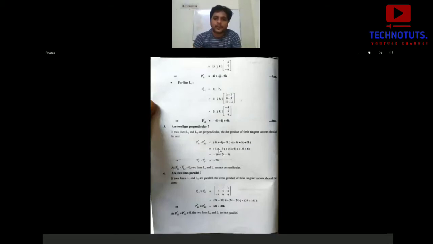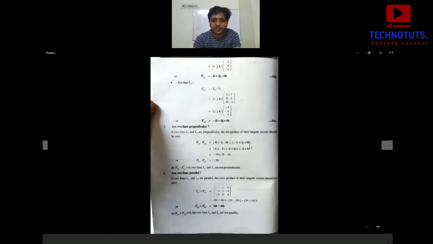So let us find out the dot product of the tangent vectors for line number 1 and for line number 2. So P dash for line number 1 dot P dash for line L2, that means 4i plus 4j minus 6k dot minus 4i plus 6j plus 6k. Okay. In this case, multiply the i coefficient with the i coefficient, j coefficient with the j coefficient, and k coefficient with the k coefficient.